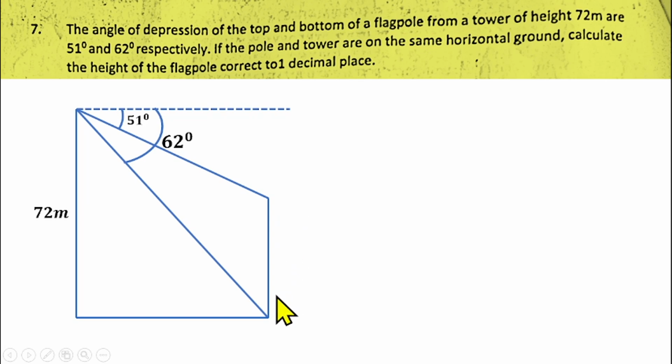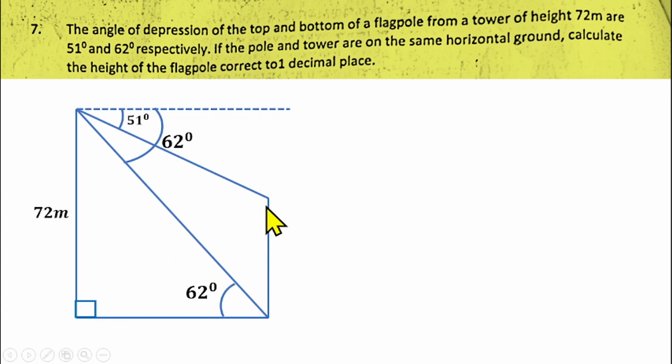So this is the diagram. But how do we do this? We are looking for from here to here. The first thing to do is to bring all these angles of depression into the triangle. If this angle here is 62 degrees, then the angle here should also be 62 degrees, because they are alternate angles. So the angle here will be 62 degrees.